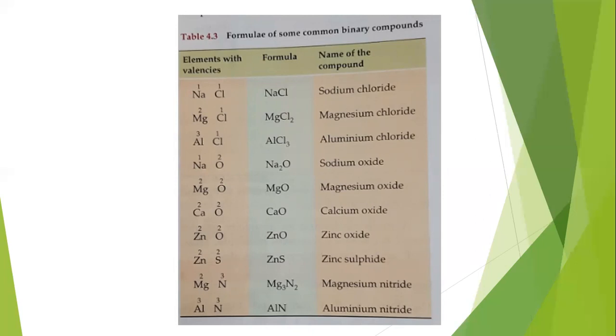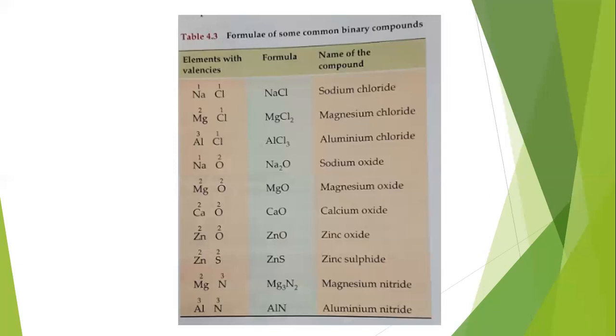Then next is Na1 O2. Formula is Na2O, and the name of the compound is sodium oxide. Then next Mg2 O2. Formula is MgO, and the name of the compound is magnesium oxide. Then next is Ca2 O2. As they have the same valencies, both will cancel. That's why the formula is CaO, and the compound name is calcium oxide.